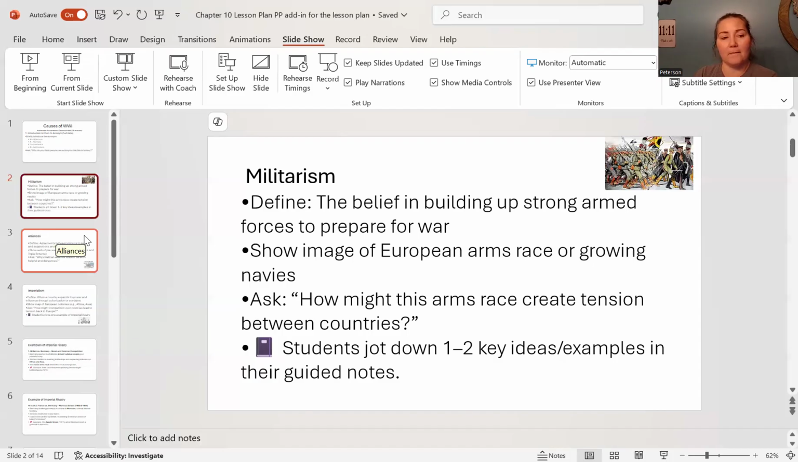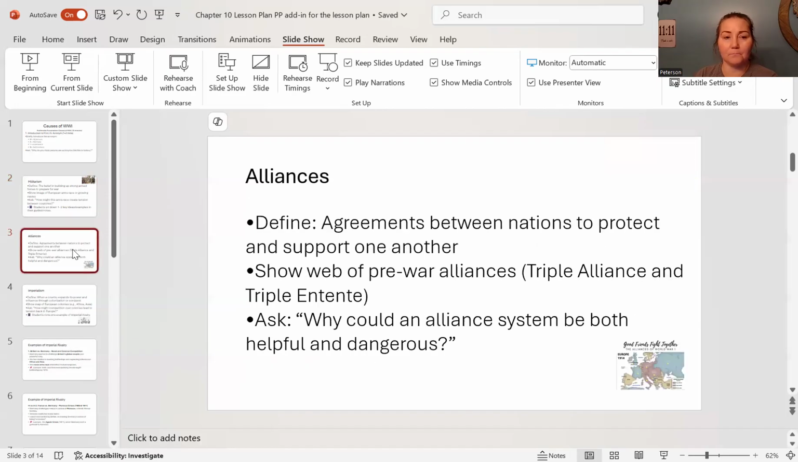So the M-A-I-N, the four main ideas, we already hit the letter M with militarism. Alliances: the definition of alliances is agreements between nations to protect and support one another. Here is a very small map. We're going to go over that in the map worksheets that we're going to do. Why could an alliance system be both helpful and dangerous?